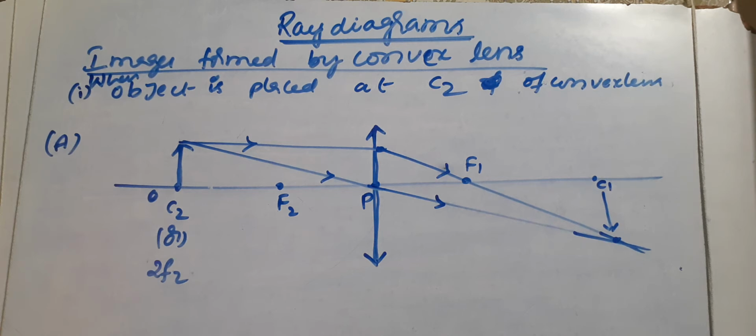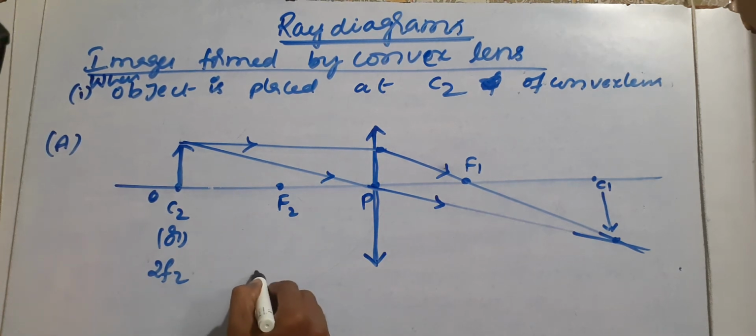Now what are the characteristics of the image formed by the lens when the object is placed at C2 of the convex lens? The first is that the image is formed at C1. The image is not visible directly. You can see this image after catching it on the screen, so it is a real image. All real images are inverted images, and the size is the same as the object size.